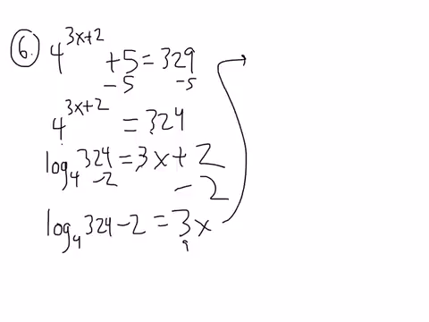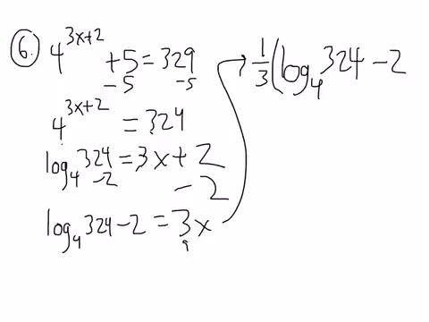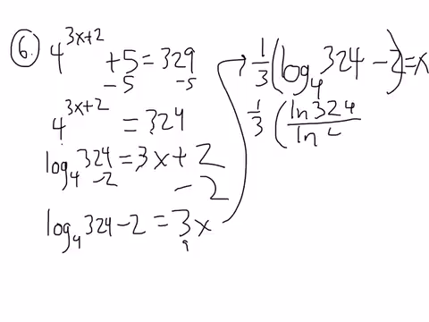So if I multiply by a third, I'm going to have 1/3 of log base 4 of 324 minus 2 equals x. So to evaluate this, this thing that's right here, I'm going to do change of base. So I know that this is the same as 1/3 of natural log, or I could use log base 10, will give me the same answer, of 324 divided by natural log of 4. That thing's going to be subtract 2, and then I'll go a third of that.